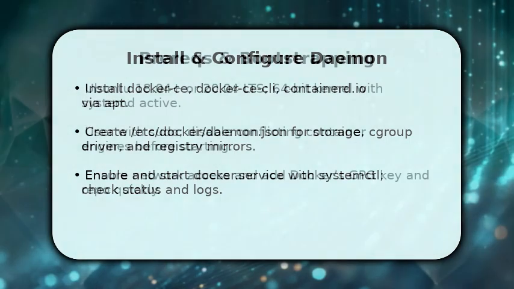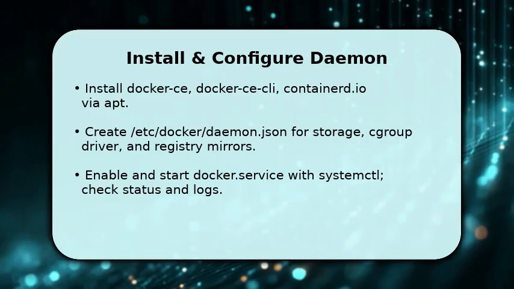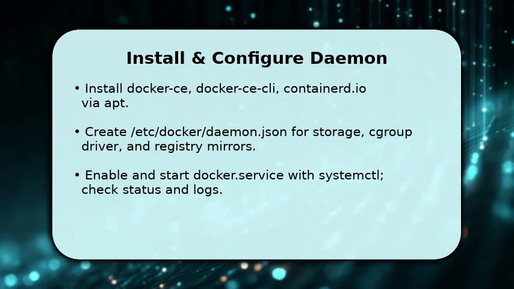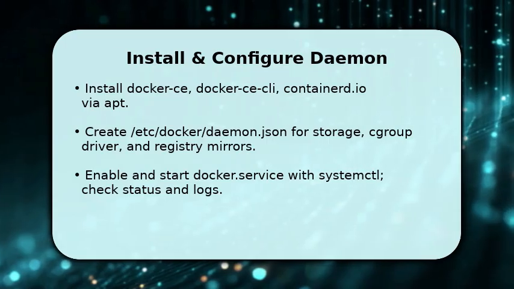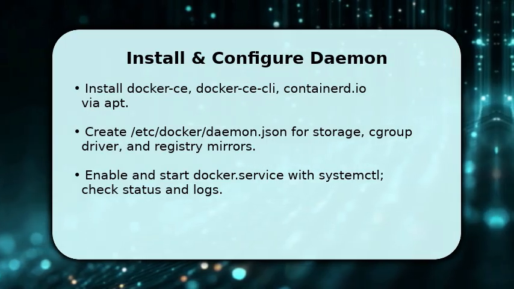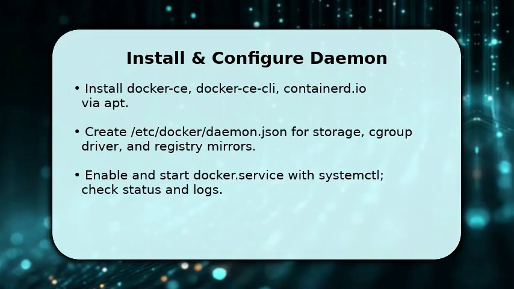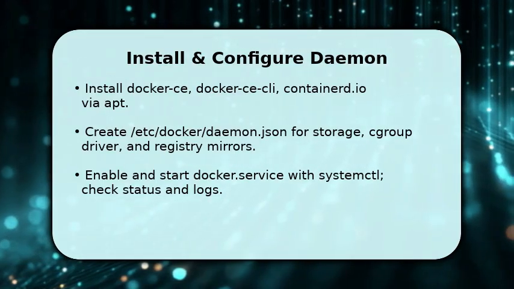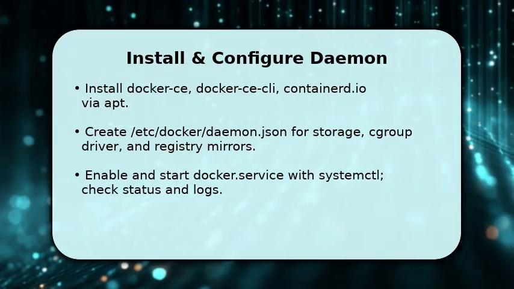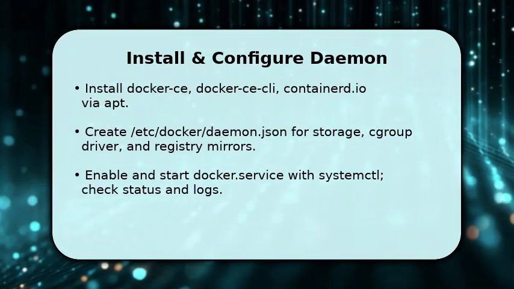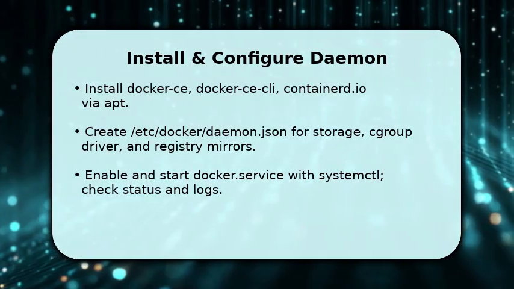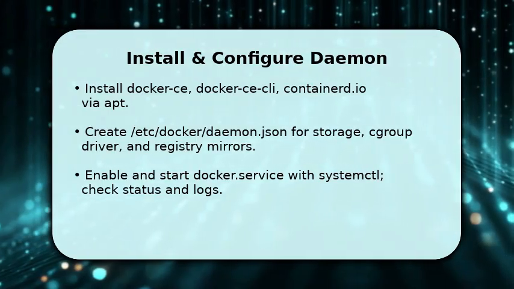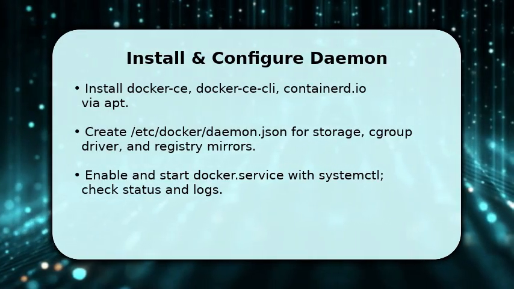You now install and configure the Docker daemon itself. Use apt to install docker-ce, docker-ce-cli, and containerd, so the engine and runtime match. Once packages are in place, create or edit /etc/docker/daemon.json to set your storage driver, cgroup driver to systemd for kube compatibility, and any registry mirrors for faster pulls. After saving, reload systemd, enable the Docker service, and start it.